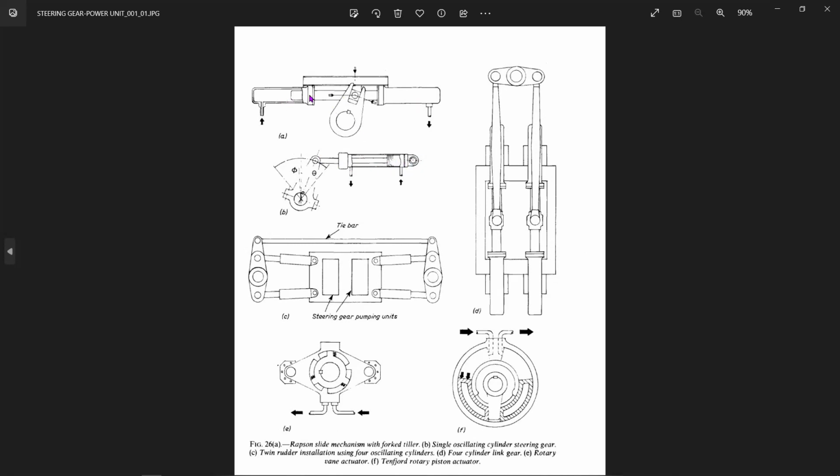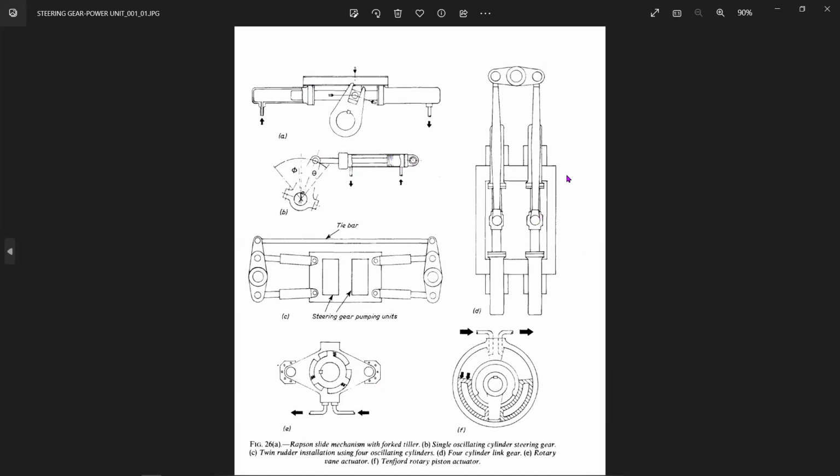This one requires a single cylinder, so it can be a single acting system or a double acting, depending on the design. But this one has to be double acting if it has to operate for both sides, for port and starboard. So again, a single actuating cylinder is there.